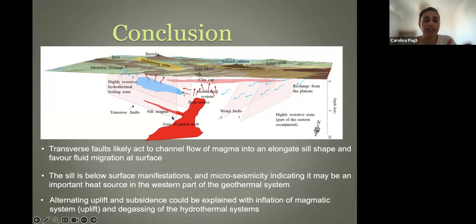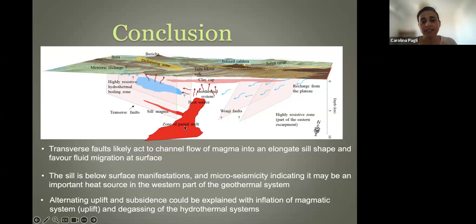But we think that the elongation direction is probably controlled by the presence of these transverse faults that occur in the main Ethiopian rift, and that can channel both the magma or also some hydrothermal circulation.